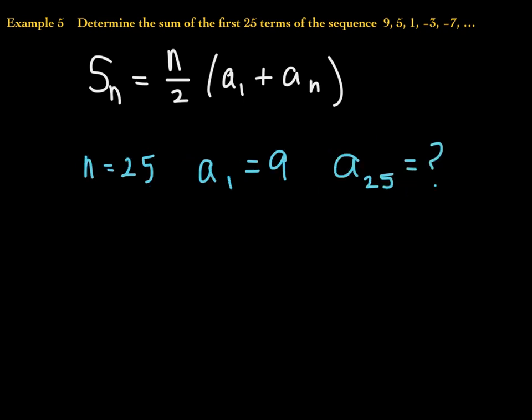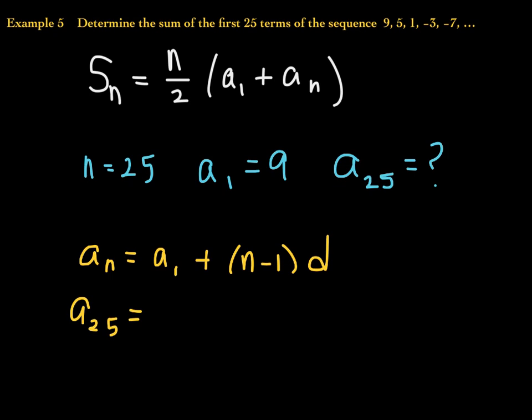Now, do you remember the general term for an arithmetic sequence? I asked you to highlight it in your notes to keep it handy because we're going to use it. The general term for an arithmetic sequence is a sub n is equal to a sub 1 plus n minus 1 times d. So if you're looking for the 25th term, n is 25, right? The first term is 9 plus n is 25. And we already calculated the common difference. Do you remember what it was? -4, right?